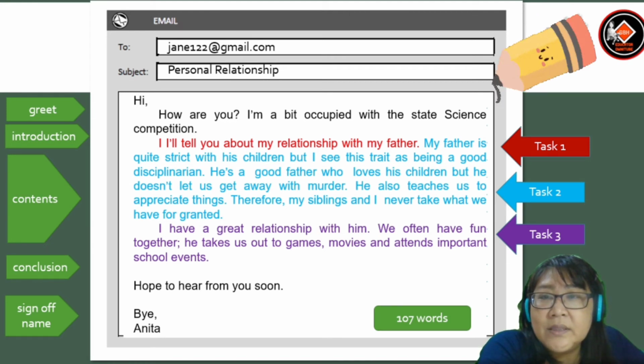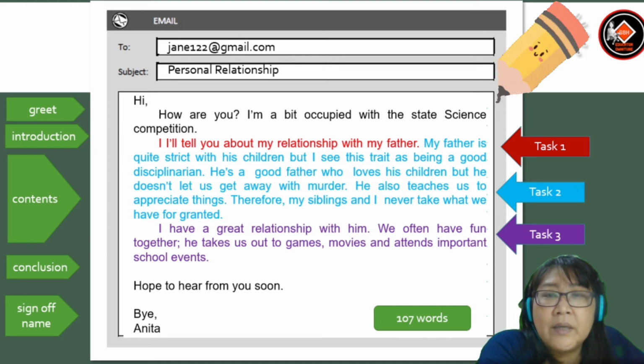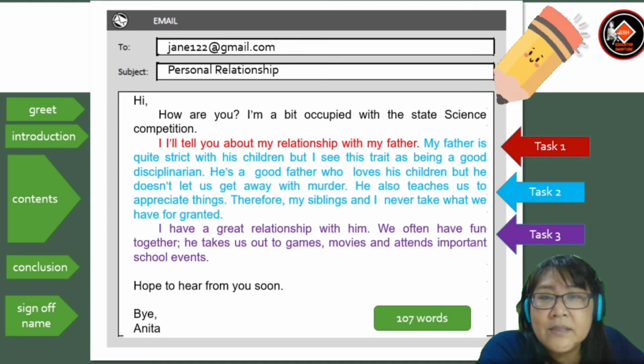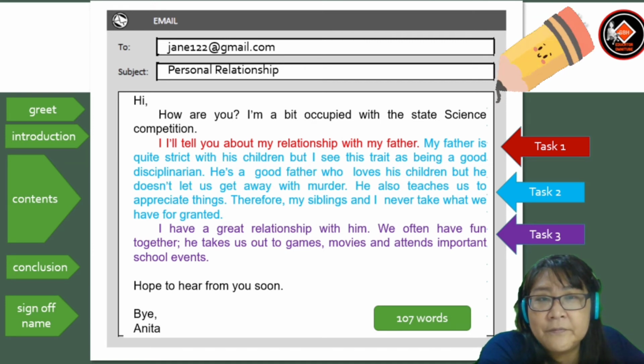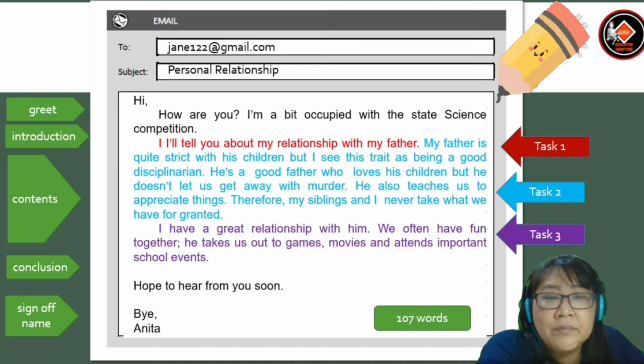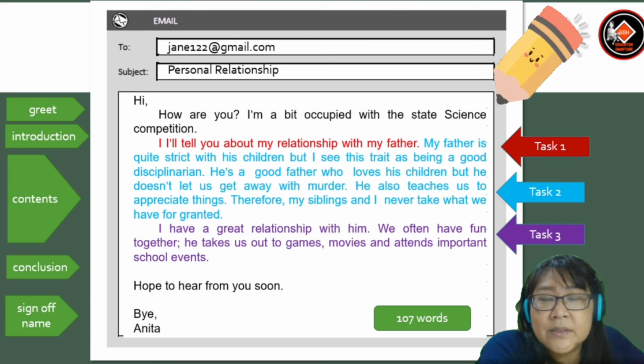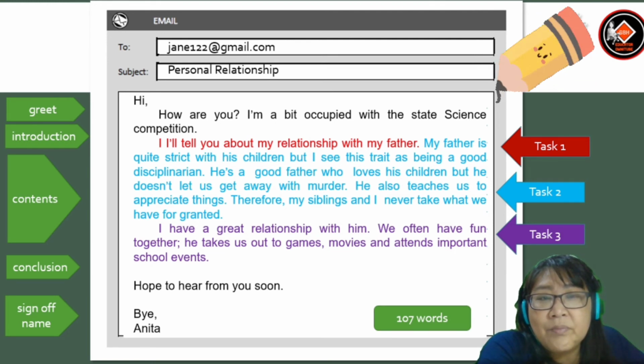For example, here the greeting is hi, introduction, how are you? I'm a bit occupied with the state science competition. So this is sharing news. And then the contents, you can write the contents in one or two paragraphs. So the first one, remember that you have to answer the questions or the tasks in the rubrics. So the first task is, who is the person? So I'll tell you about my relationship with my father. So this is for task 1.